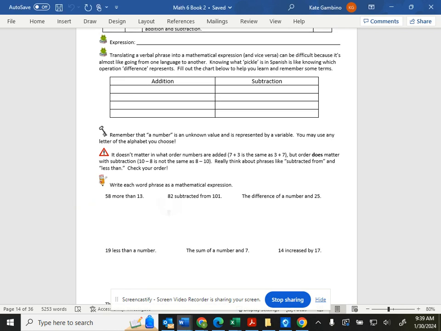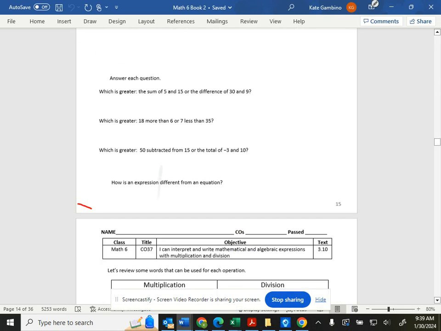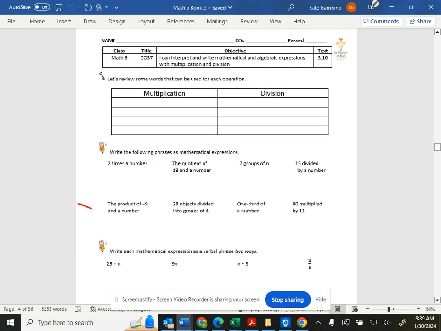It's very similar, but instead of adding and subtracting, we are multiplying and dividing. We just did CO 36, our first objective. Now we are on CO 37, multiplying and dividing.